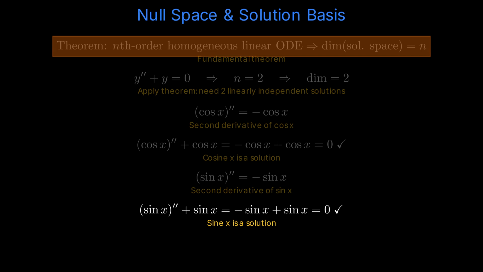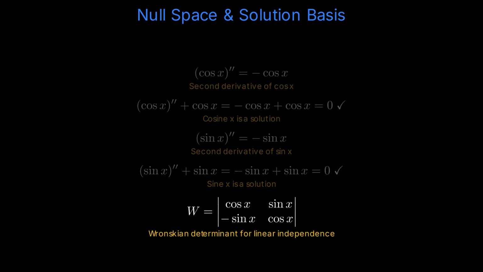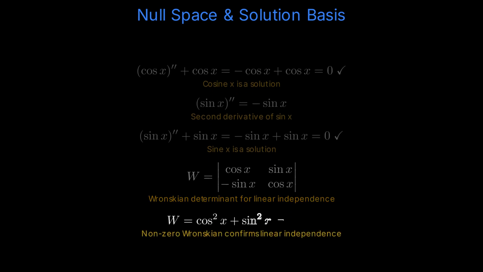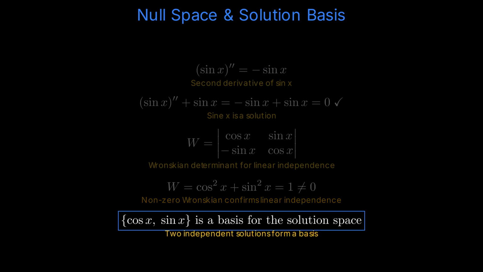Neither is a scalar multiple of the other. We use the Wronskian. The Wronskian is the determinant of the matrix with cos x and sin x in the first row, and negative sin x and cos x in the second row. This gives cos² x plus sin² x, which equals 1. Since this is not 0, the Wronskian confirms linear independence. Therefore, the set containing cos x and sin x is a basis for the solution space.